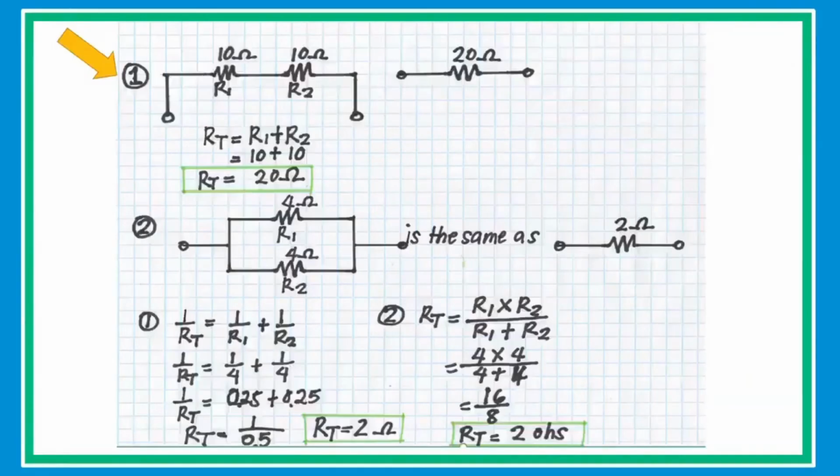In sample problem number 1, if we have two resistors that are connected in series, what is the equivalent resistance? Let's say a 10 ohm resistor plus a 10 ohm resistor. The equivalent resistance is 20. Just simply add the two resistors.